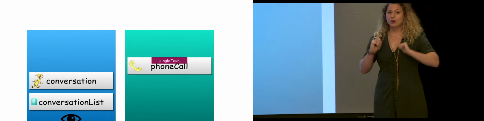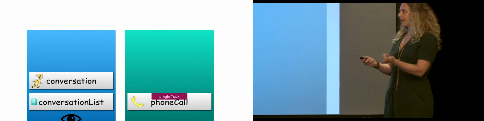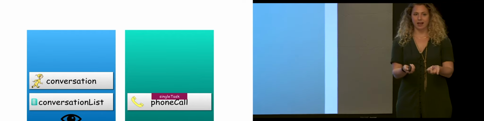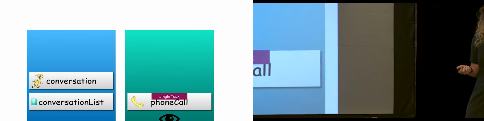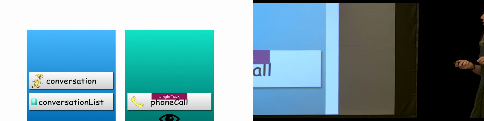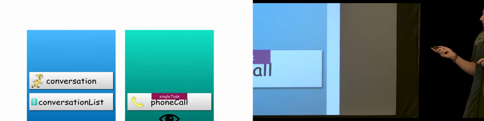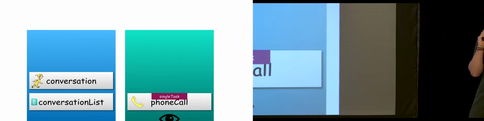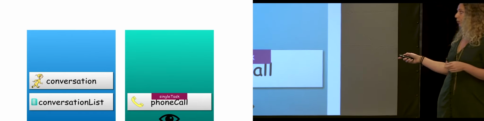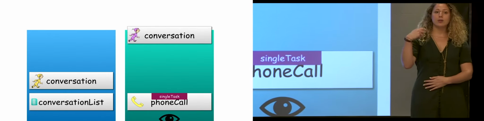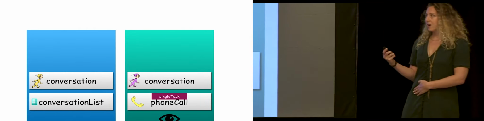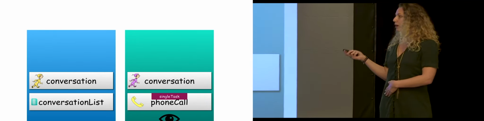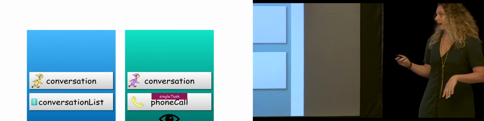What it's going to do is create a new task for us. It's going to create a new task, a new stack, and push the phone call in there as the first one on the task. And then this is going to be the task that is currently visible for us, the green one. Next, I want to push a different conversation into the stack. It would just all go into the new task, the new stack.